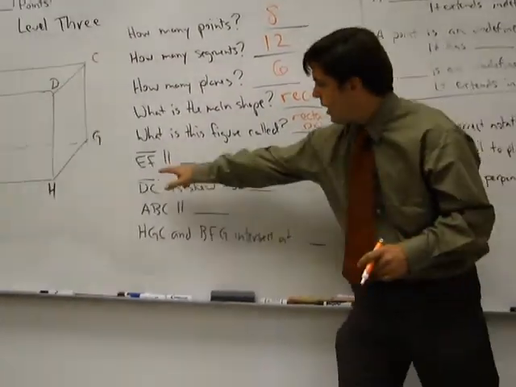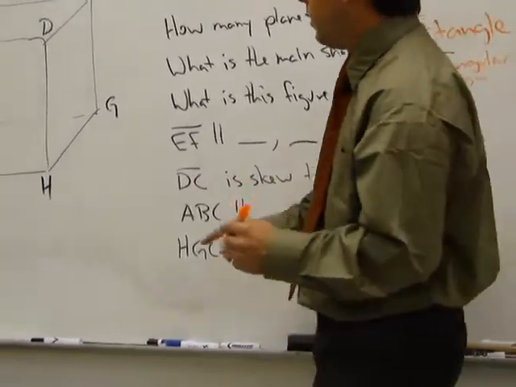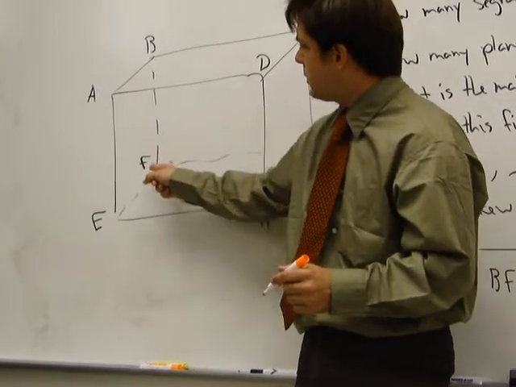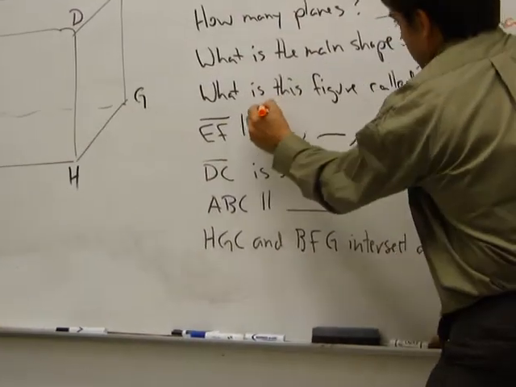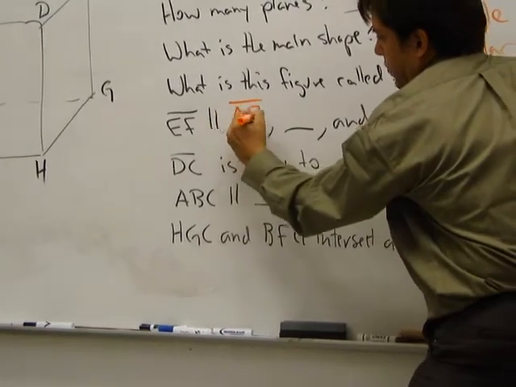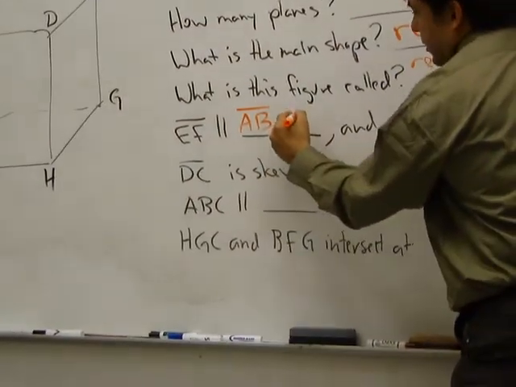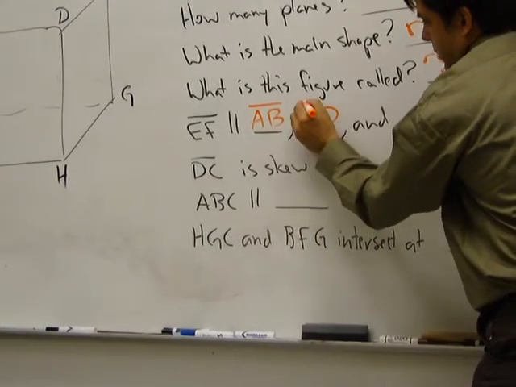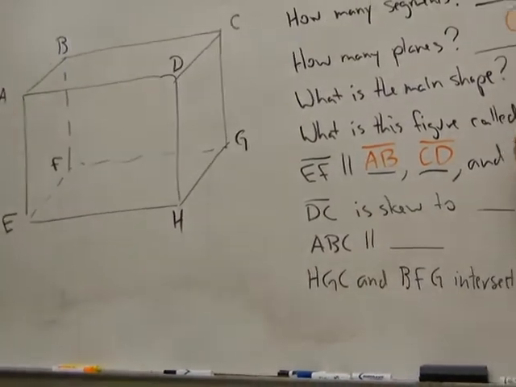Now, segment EF, what's this symbol here? Parallel. So, here's segment EF. What are the ones that are parallel to segment EF? GH. AB. So I'm going to write segment AB, segment DC. Is it okay to call it CB? Yes. Sure, it does not matter at all. And lastly, GH. Great.